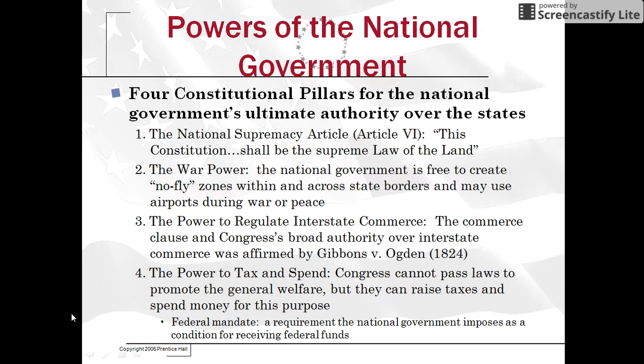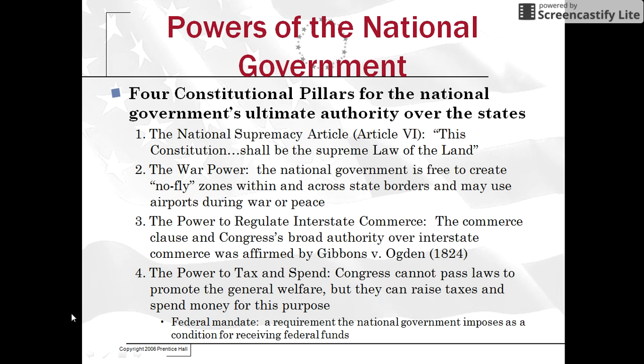Number 4, the power to tax and spend. This is a big part here. So Congress can't pass laws to promote general welfare, but they can raise taxes and they can spend money. And that money is how they get states to do a lot of things that states have the power to do and the national government doesn't. Okay, two ways they can do that. One is they pass a mandate. If the government has a constitutional power to do something, they can make a state do it.